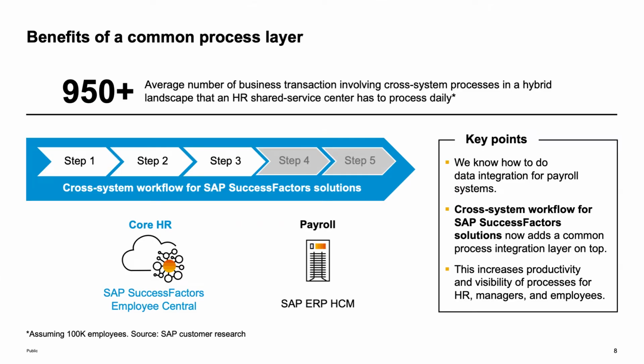As you see here, we are talking about volume business. On average, an HR admin gets around 1,000 processes per day in an organization of almost 100K employees. And here we are adding a common process integration layer on top of it.